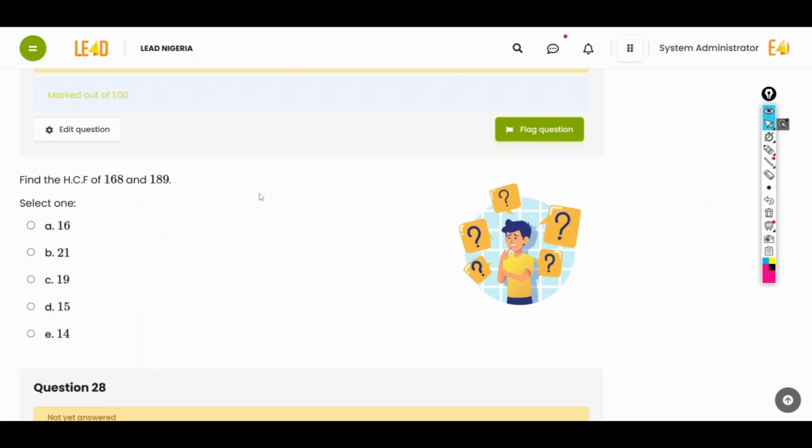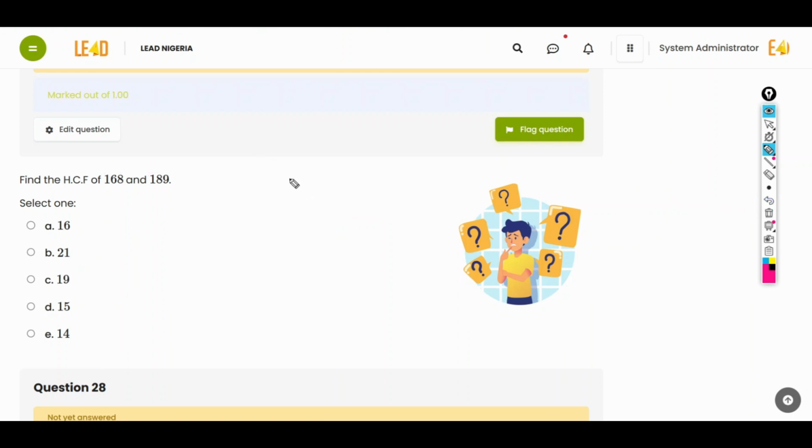168 and 189. Okay, so for me, I would just want to find out what can divide both these numbers. I just saw a nice little trick: 21. If you look here, 16 is okay. So 21, 2 is double of 1. Okay, so 16 is double of 8. And with 189, it's the same thing, right? So it's easy to see that it's 21. 21 can at least divide both of them.